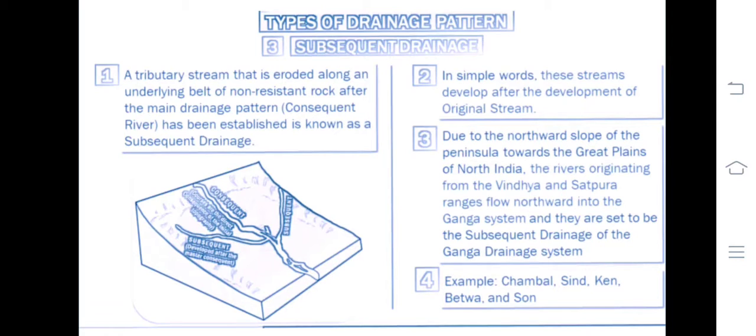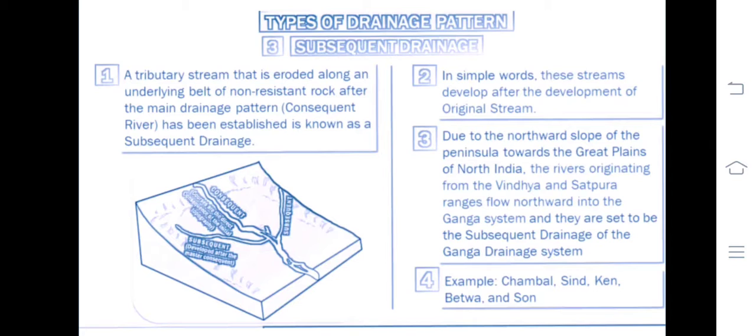What does it mean? It means that a tributary stream is eroded along an underlying belt of non-resistant rock after the main drainage pattern has been established. How is it possible? You have a main drainage pattern and now your stream follows the direction towards the main drainage pattern. Because of the main river system, the way the main drainage system follows the path, many river systems are coming and amalgamating themselves into the main river system. And the rocks through which they are cutting are also non-resistant in nature. They are not providing any kind of resistance to them. So these kinds of things are called your subsequent drainage. For that you need to have first your main river system, and after that tributaries will follow the pattern, and finally they will merge into your main river system. So simple.